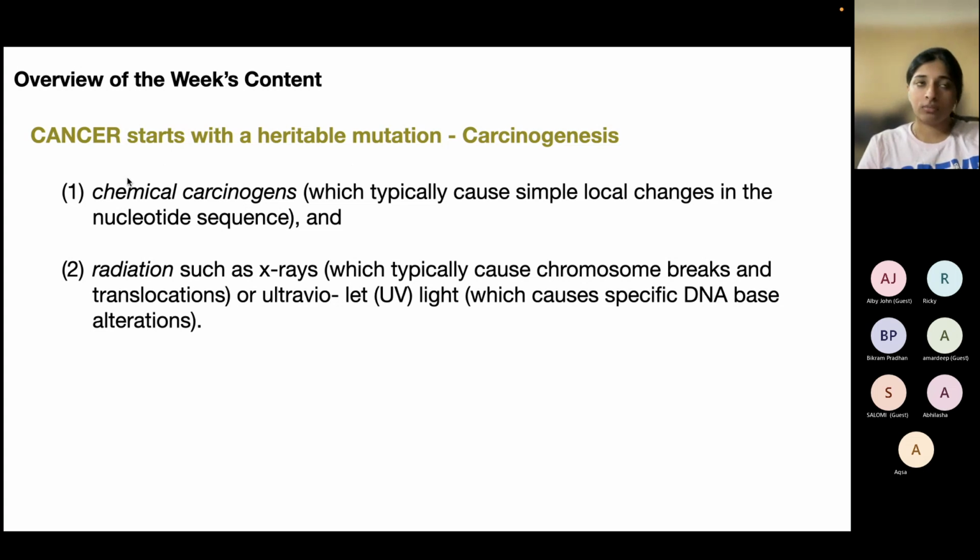Chemical carcinogens are different types of chemical compounds that may be inhaled, ingested, or topically applied, and these chemicals are capable of causing mutations in the local nucleotide sequence, ultimately down the line causing cancer. So these chemical carcinogens take a very long time for cancer to actually develop. Radiation such as X-rays or even UV light can cause cancer in a susceptible population because they are also capable of causing DNA damage.